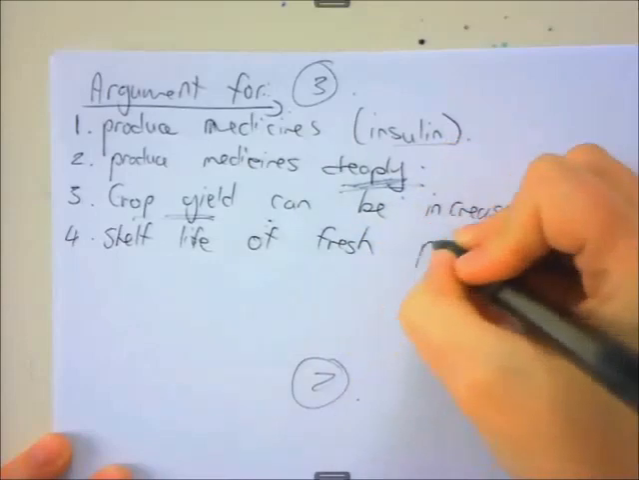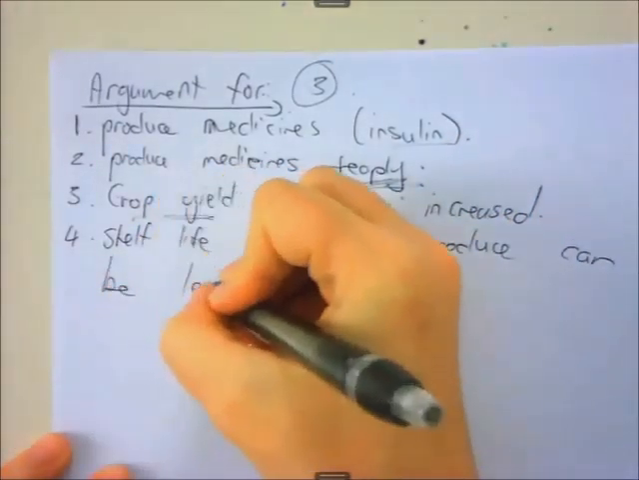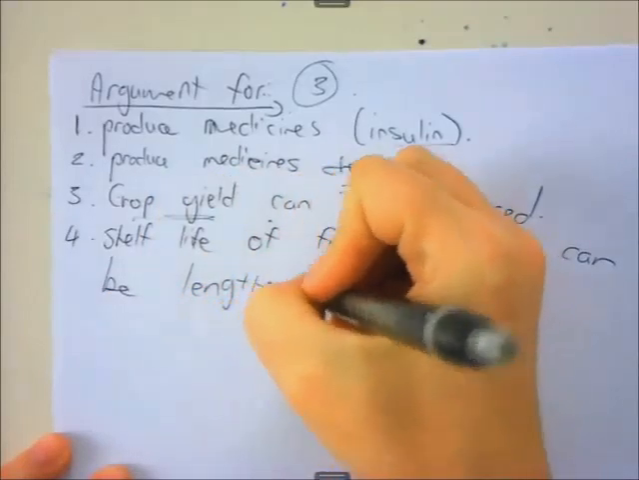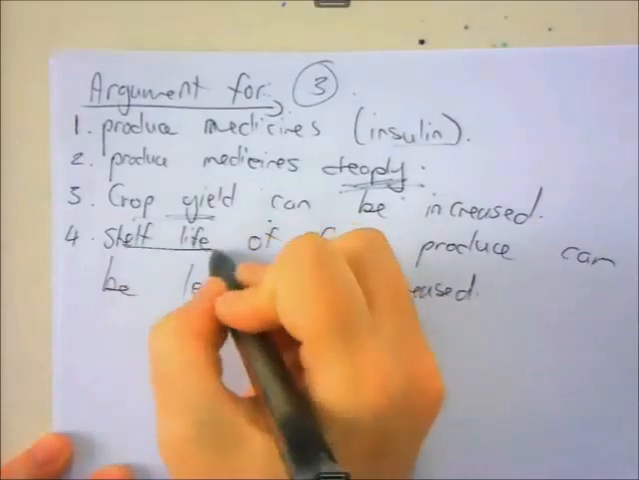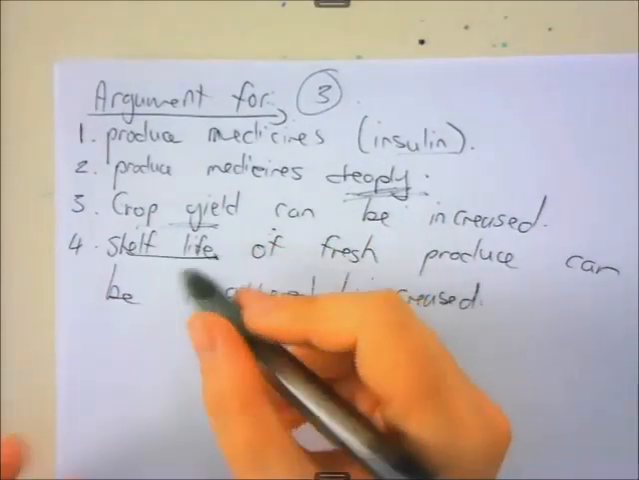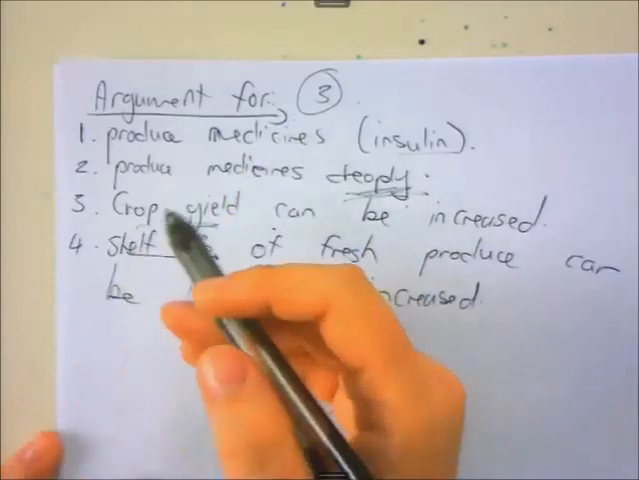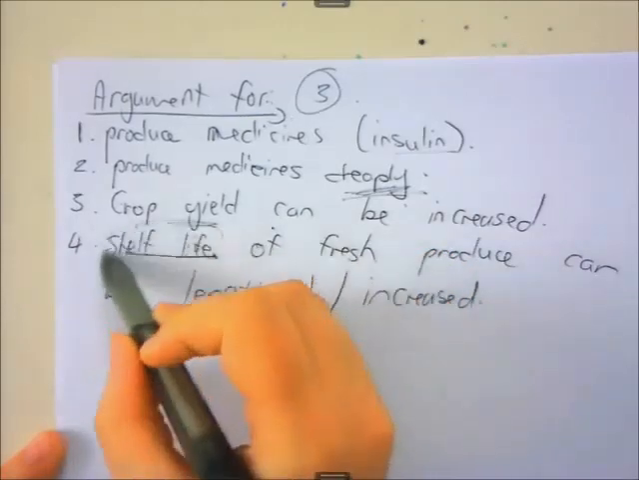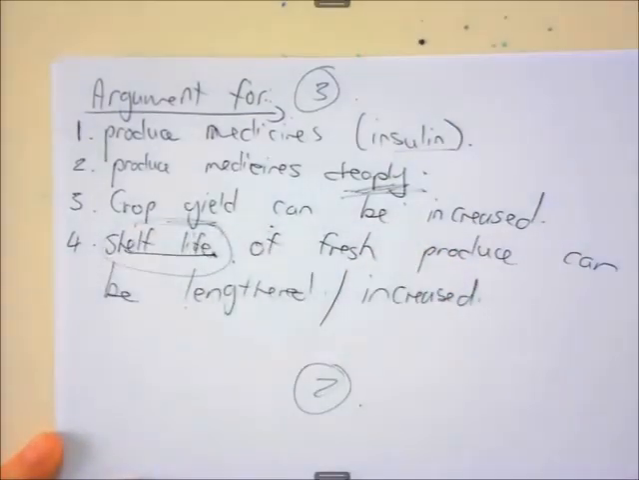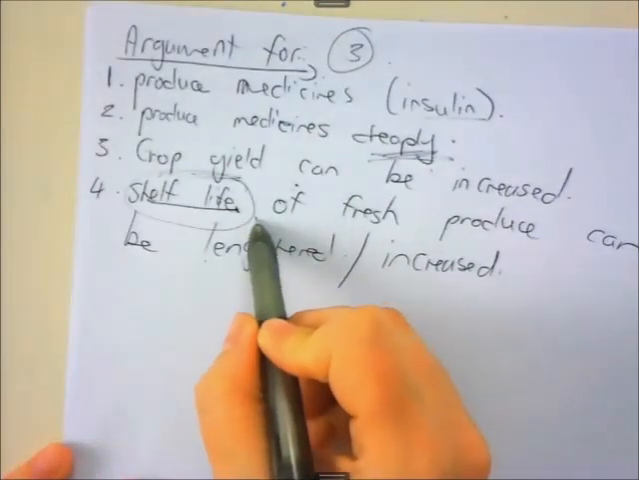And then another thing we can do is we can prolong the shelf life of fresh produce. It can be lengthened, or increased. You could really use either there. So the shelf life is basically how long fruit and veggies are viable for in a shop or in a store. If you are able to use genetic engineering, which is going to increase the shelf life of certain fruit and veggies, it makes it a much better buy.